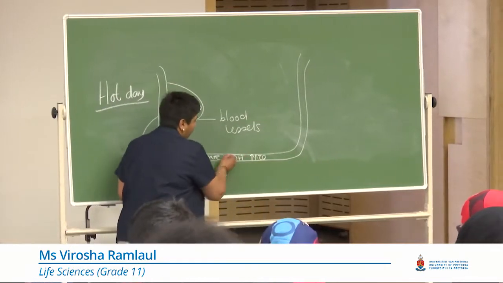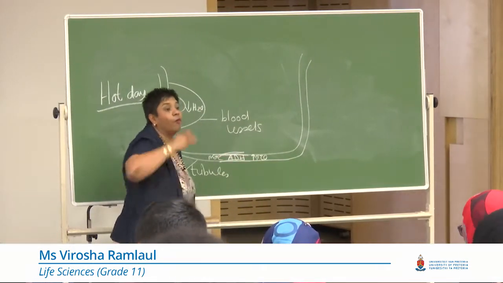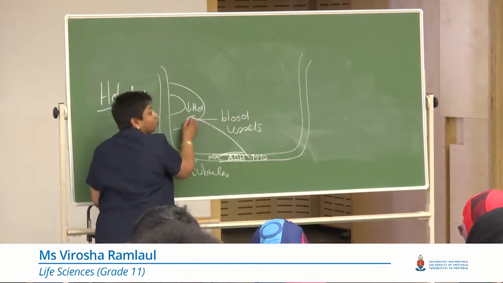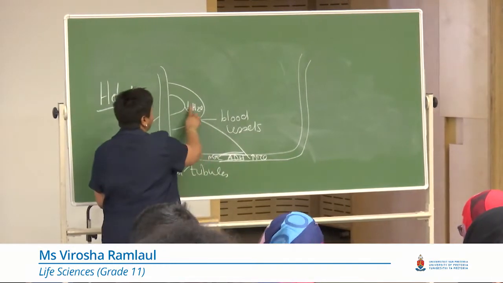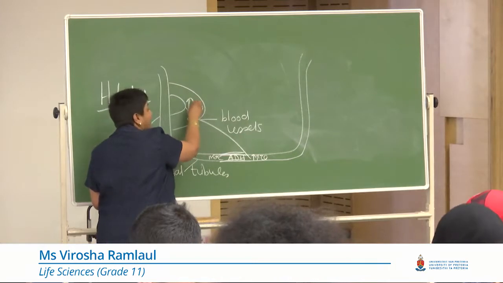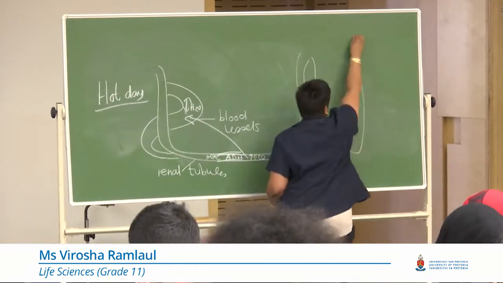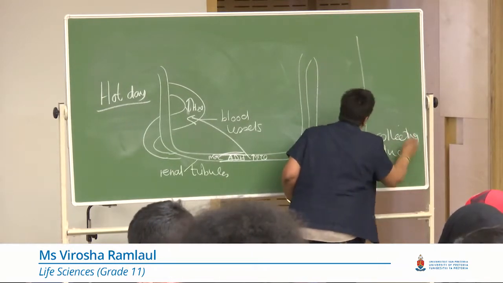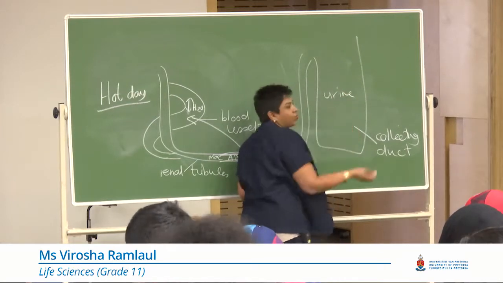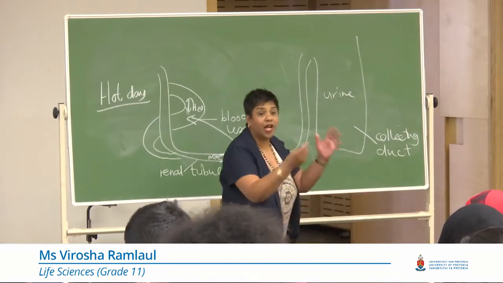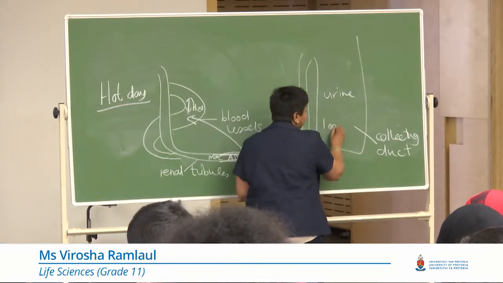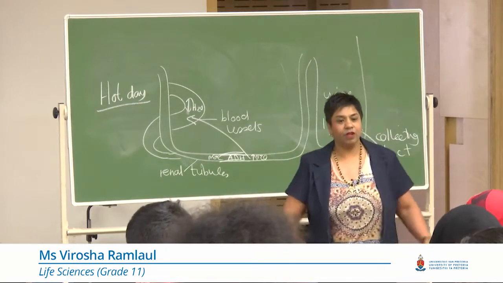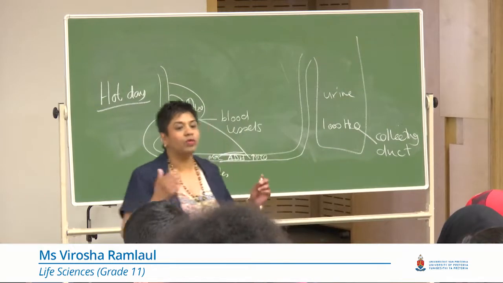And the ADH causes the renal tubules to be more permeable to water, so that this water now leaves the renal tubules and goes into your blood. What will happen to the amount of water in your blood? Your blood volume will increase. But this is the collecting duct. Any substance that goes there, it's too late, it's already urine. Now, the water has moved out of the renal tubule, so your urine will have less water. There's a word for that. Your urine will be concentrated. So that is what happens on a hot day with ADH.